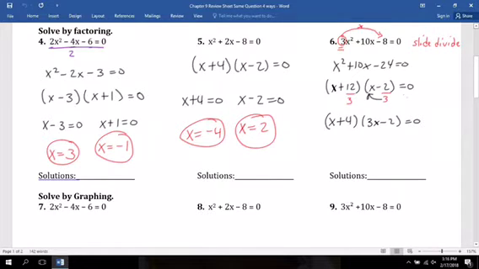So our last step is to set each of these equal to 0 and solve for x. For x plus 4, we'll subtract 4 from both sides, and we get x to be negative 4. For 3x minus 2, we're going to add 2 first. So we'll get 3x equals 2. Then we'll divide by 3, and we get x to equal 2/3. So our two answers here are negative 4 and 2/3.